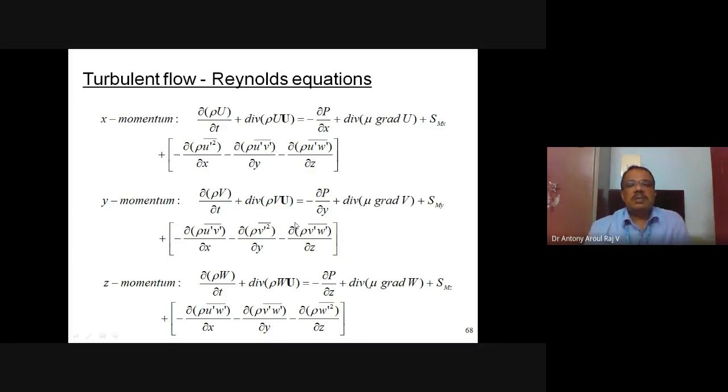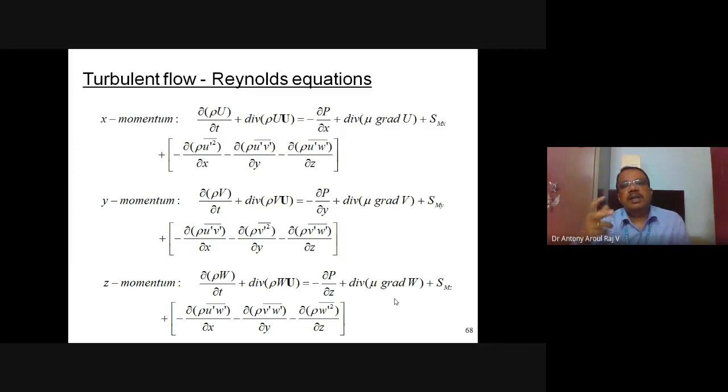These terms are called turbulent stresses. So these terms will be present only when the flow is turbulent. When the flow is laminar, all these terms will become zero. What is the effect of these terms? These terms present in the equation will convert the laminar profile into a turbulent profile. For example, if you are having a laminar profile through a pipe, it will be like a parabolic shape.